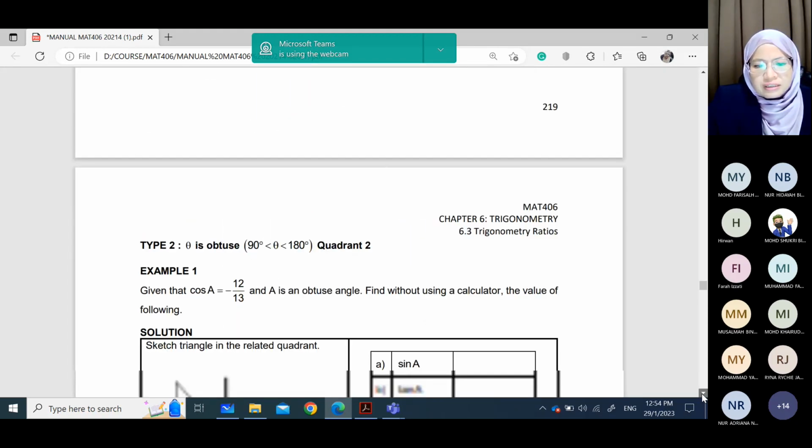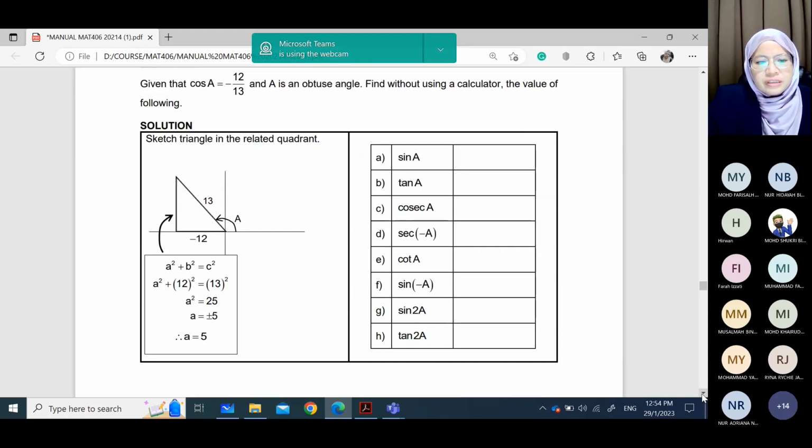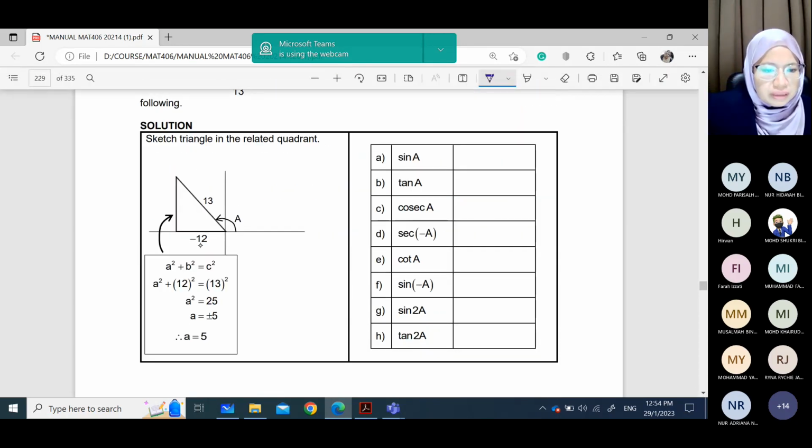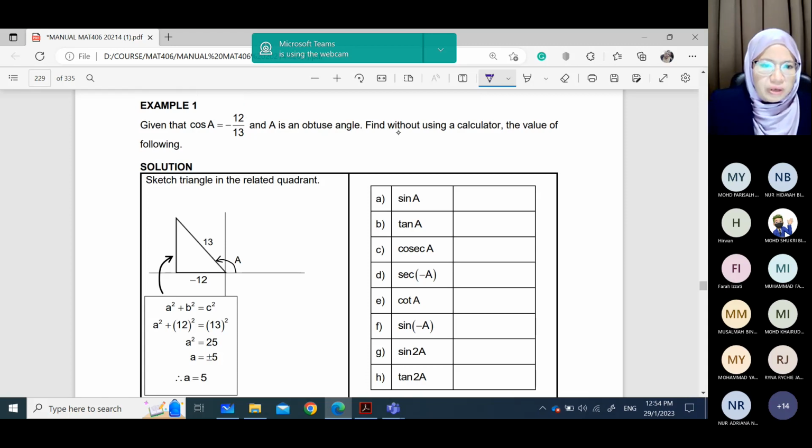So, boleh buat obtuse, ini mencapah. Okay. So, this one negative 12. Dia jadi negative 12 sebab 12 over 13. So, 13, yang ni adalah negative 12. Okay.